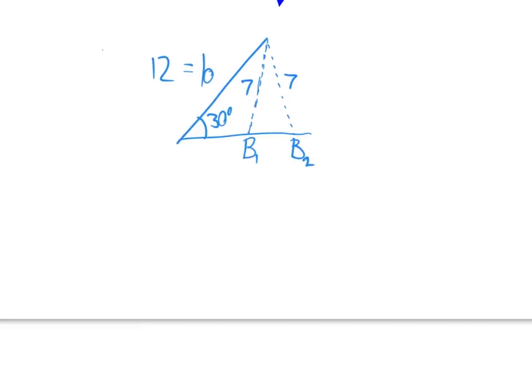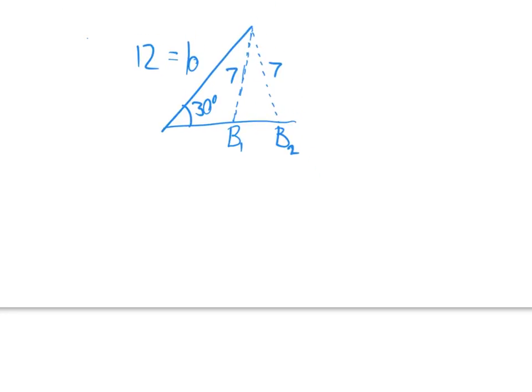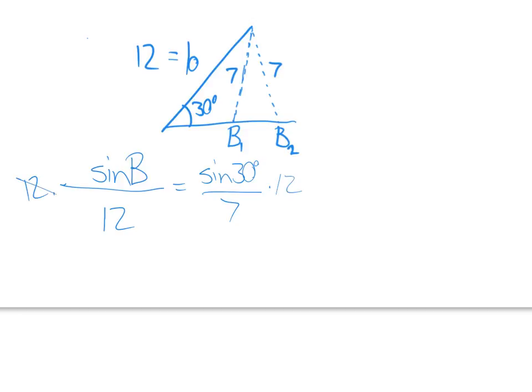Let's look at it algebraically, using our law of sines. If I were trying to find angle B, I would have the sine of angle B over 12 equals the sine of 30 over 7. Very good. So I multiply by 12, and I get the sine of B to equal 6/7. Sine of 30 is a half, times 12 is 6, 6 over 7.